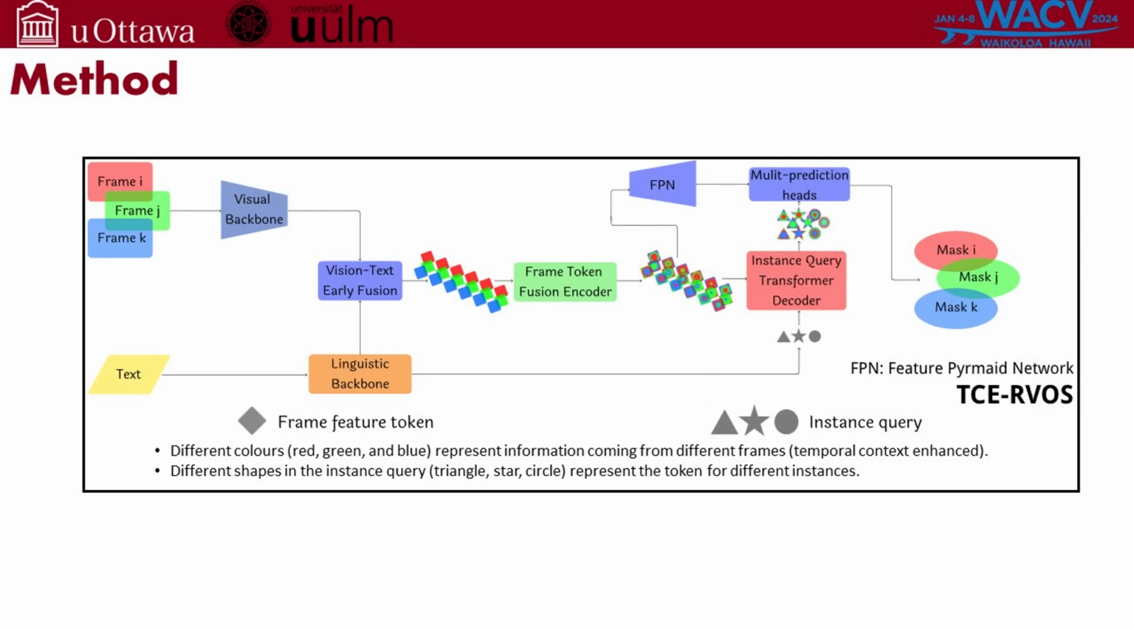Here comes our model structure. To compare with others, various visual backbones are adopted, including ResNet, Swin Transformer, and Video Swin Transformer. RoBERTa is selected as the linguistic backbone. The Vision Text Early Fusion block updates the visual features with the given linguistic features, and the updated features are fed into the Frame Token Fusion encoder to aggregate temporal context. The output features would now contain both spatial and temporal context. The instance query transformer decoder further distills the object-related features by a set of instance queries and uses them to predict the final output.